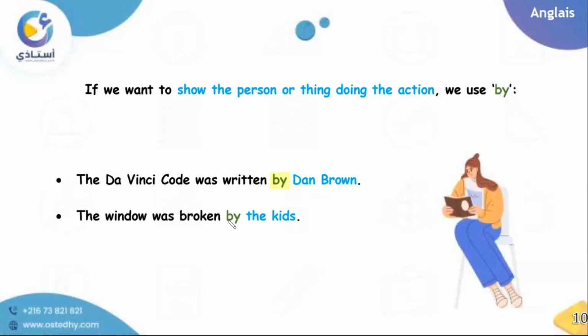Same thing, the window was broken. Here, the action is important. So the window was broken. What happened? The window was broken. But who did it? Now, if you want to say or know who did the action, we would add by. And who did it? The kids here. The window was broken by the kids.